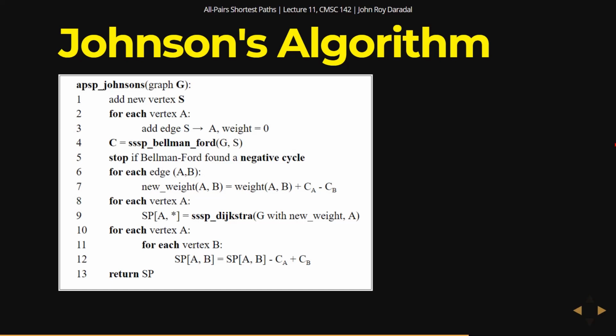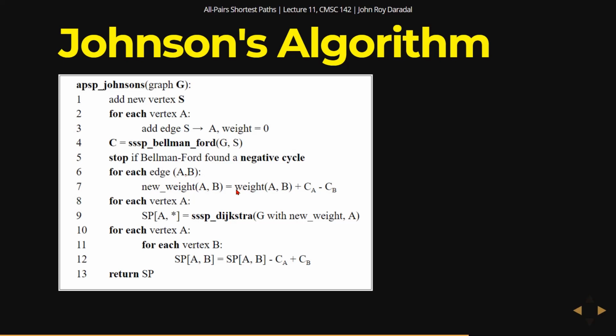So putting all of that together, we have this pseudocode. First, you'll need to add a vertex S, and for each vertex in the graph, we'll add an edge from S to that vertex with weight 0. After that, we run Bellman-Ford SSSP starting at S, and the path lengths from S to the vertices would be our associated value C for each vertex. We'll need to stop if Bellman-Ford found a negative cycle, because remember that Bellman-Ford can do that. If it found a negative cycle, then there's no point in finding APSP, right? But if there's no negative cycle, we'll continue.